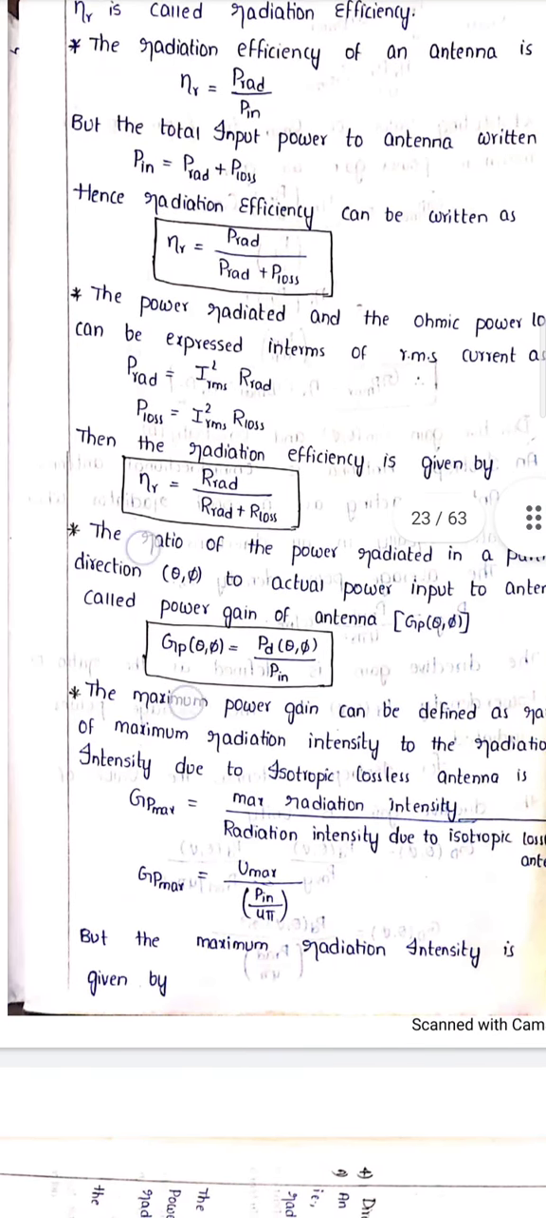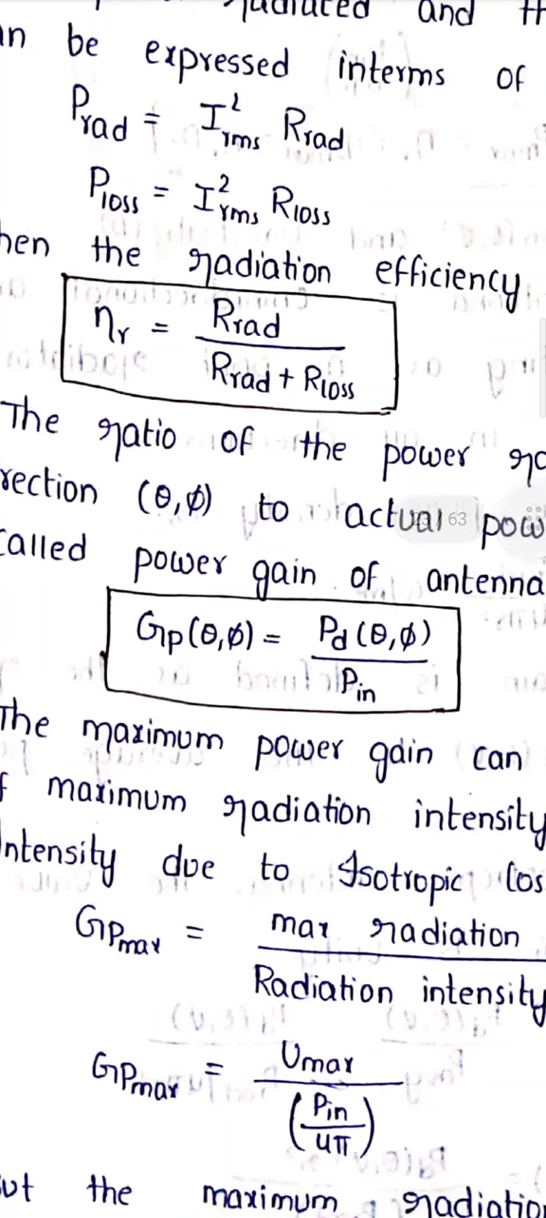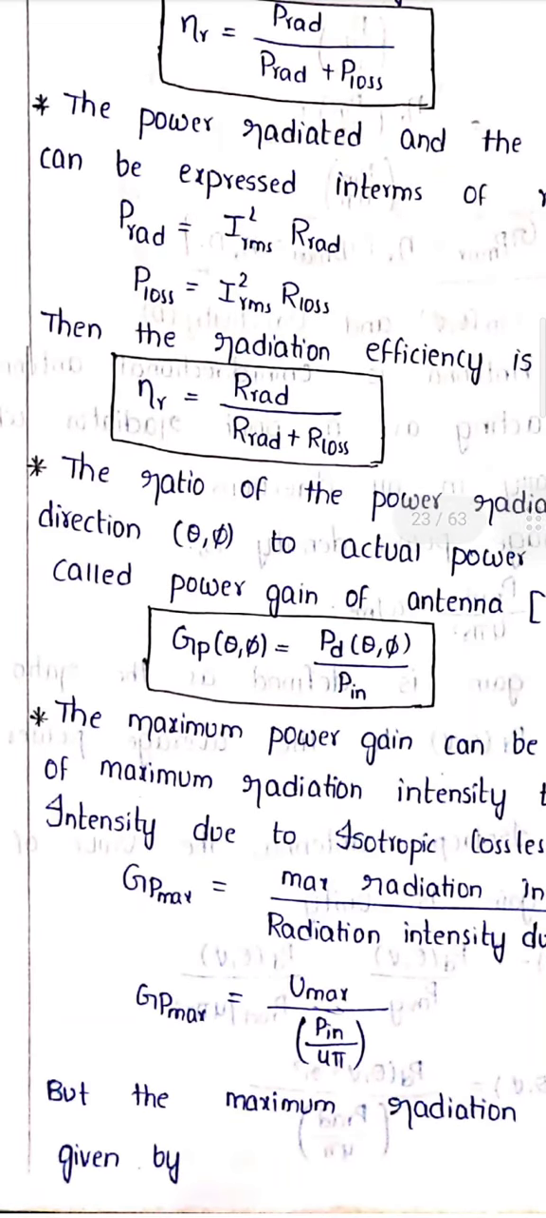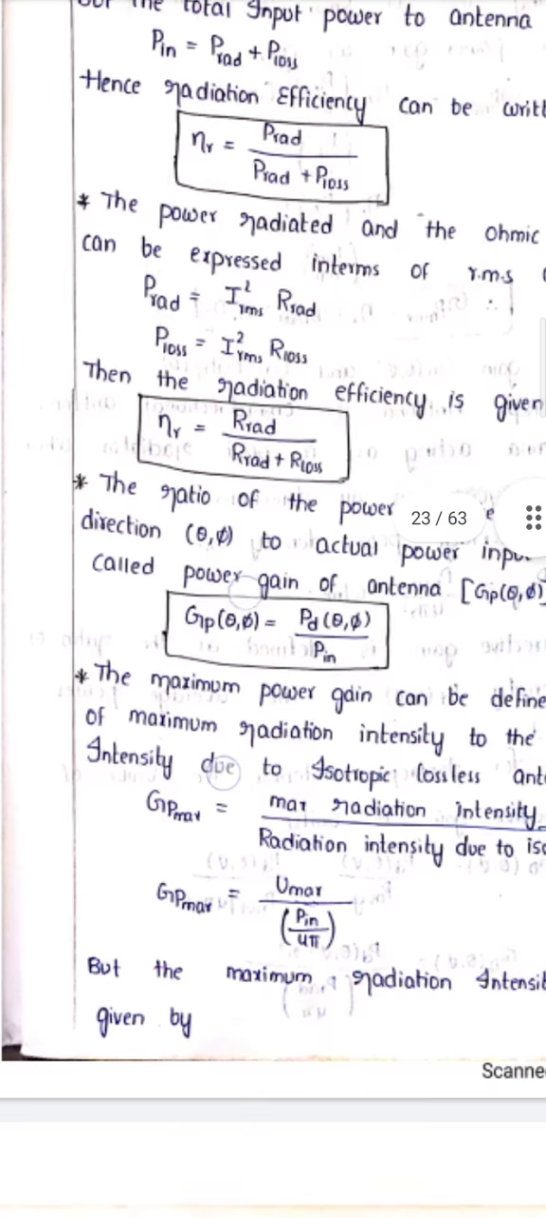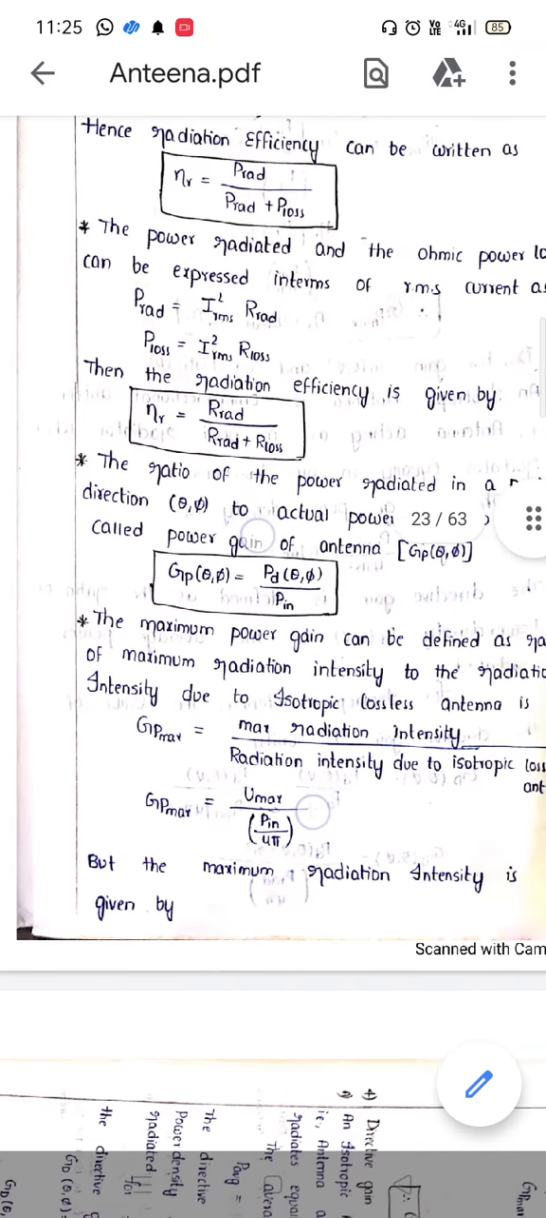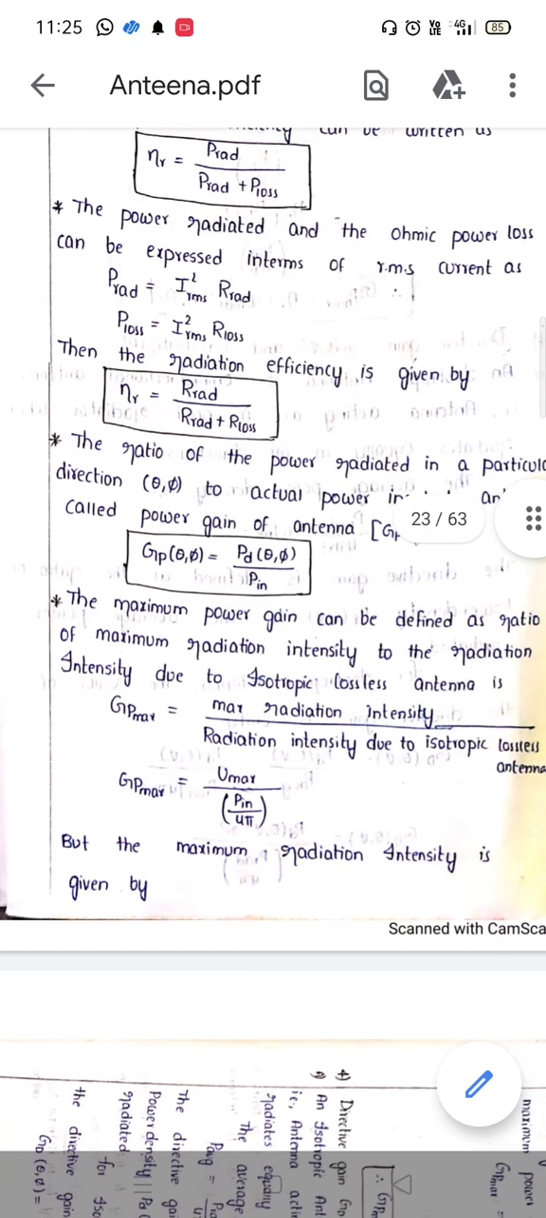Now the maximum power gain can be defined. GP of theta comma phi is the power gain of the antenna. So now we have to define the maximum power gain of the antenna. The maximum power gain can be defined as the ratio of the maximum radiation intensity to the radiation intensity due to the isotropic lossless antenna. So what is the meaning of isotropic antenna?